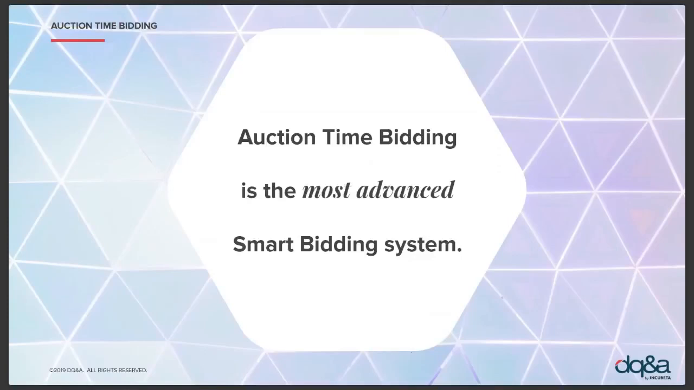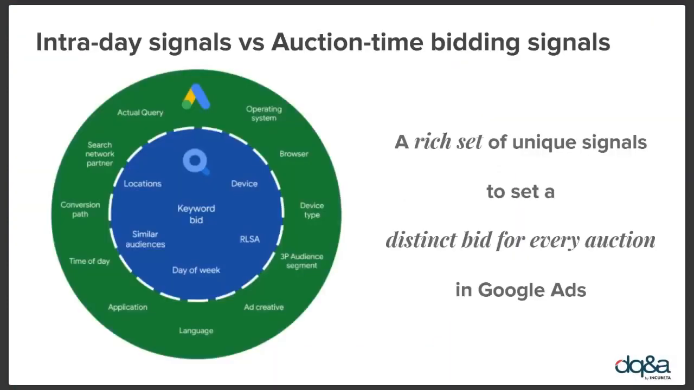Now, on this slide, we should be looking at the intraday signals versus the auction time bidding signals. So let's have a look at the breadth of signals now at our disposal. In the blue circle are the signals previously available through intraday bidding. You've got device, RLSA, similar audiences, locations, day of week. With auction time bidding comes new signals, as illustrated in the green outer circle.